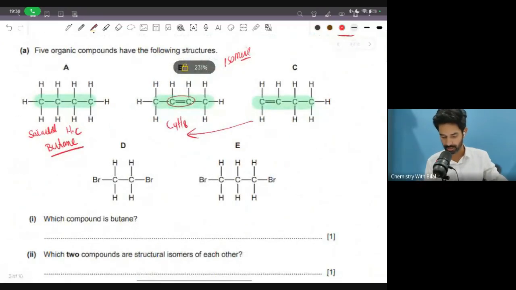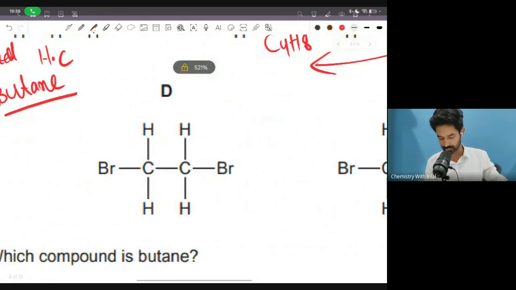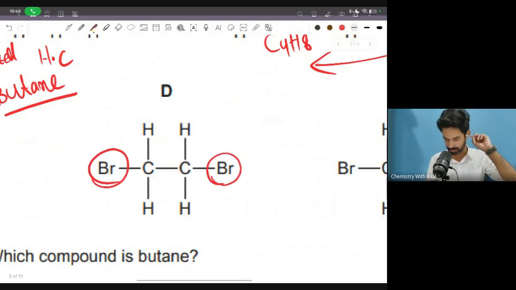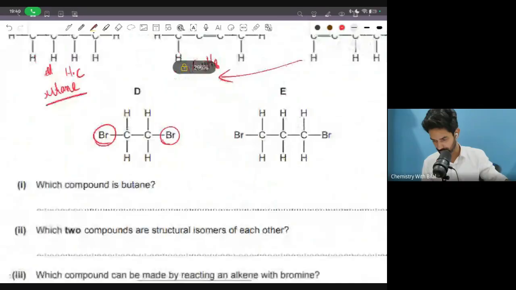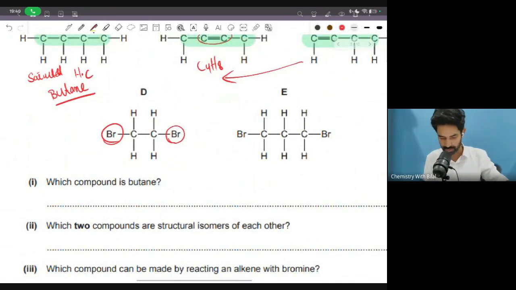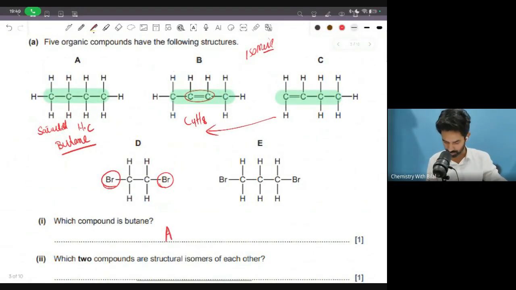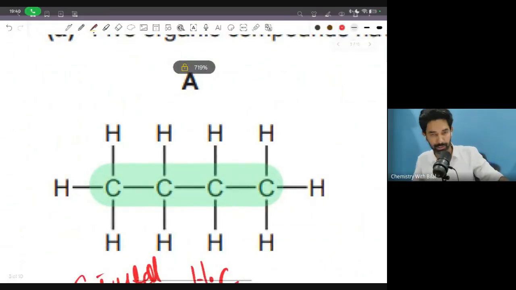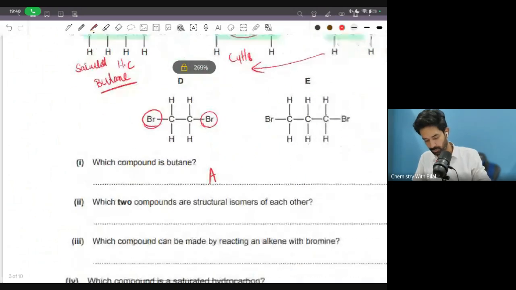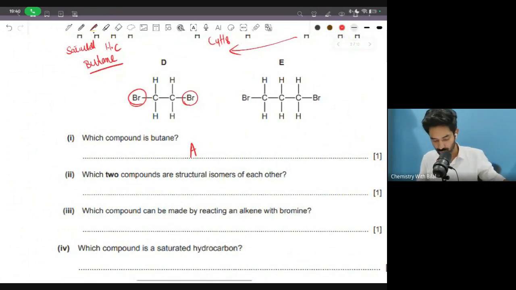Right? D is a derivative of hydrocarbon. It is not a hydrocarbon because it contains atoms other than carbon and hydrogen, and E is another molecule. Which compound is butane? It has to be A. ये ना butane है, 4 carbon और ane है because all carbons are single covalent. So it is butane. Which 2 compounds are the structural isomers?